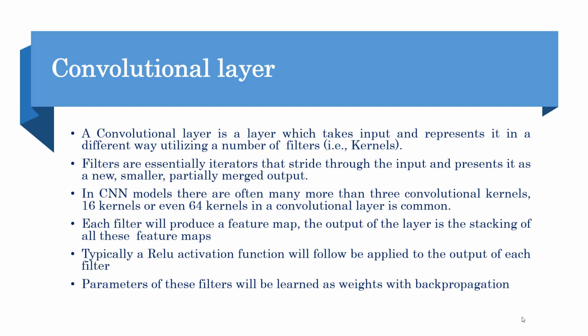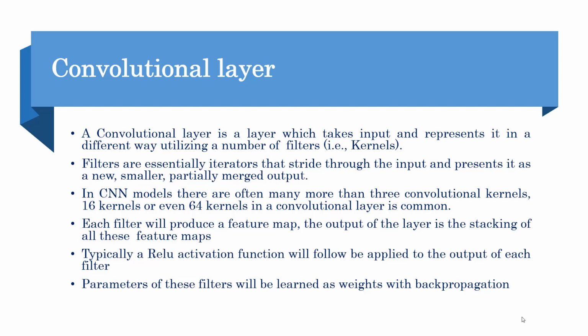A convolution layer takes input and represents it in a different way, utilizing a number of filters. The filters here are called kernels. Remember we said the filter is like a window or mask; the naming here is kernels. And filters are essentially iterators that stride through the input and present it as a new, smaller, partially merged output.